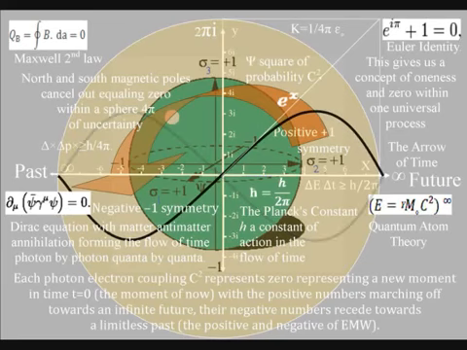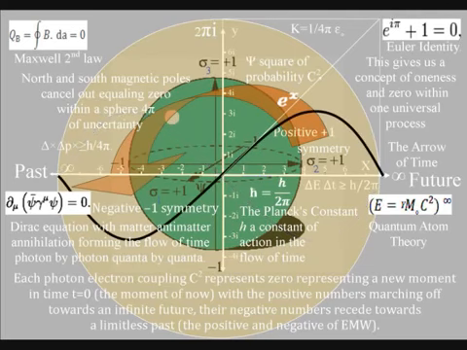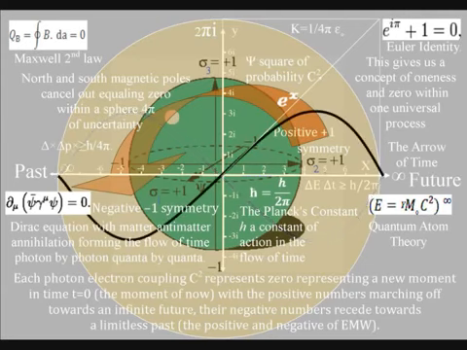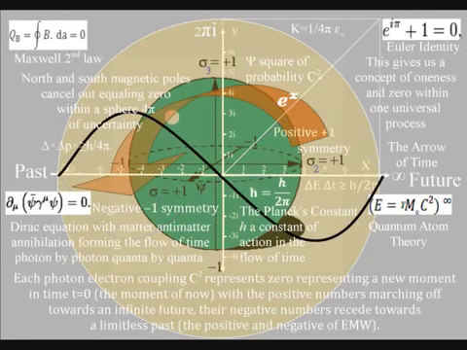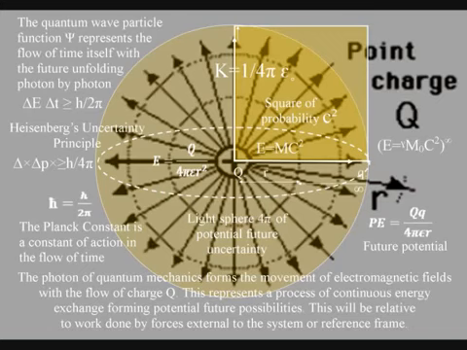In the top left-hand corner, we have Maxwell's second law, with north and south magnetic poles cancelling out, equaling 0, within a sphere of uncertainty. This forms the continuous flow of electric charge with the movement of electromagnetic fields. The electric fields will always be at right angles to the magnetic fields, because the momentum of light will always be at right angles to the surface of the sphere. This is represented on the diagram by the imaginary numbers being at right angles to the real numbers.